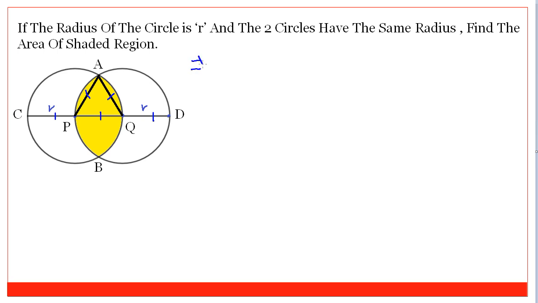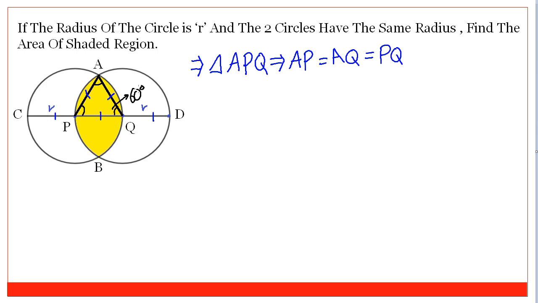So by this axiom, by this logic, we can say that triangle APQ is an equilateral triangle. So it means AP equals AQ equals PQ. If it's an equilateral triangle, the angles must each be 60 degrees. So this angle equals 60 degrees and this angle also equals 60 degrees.